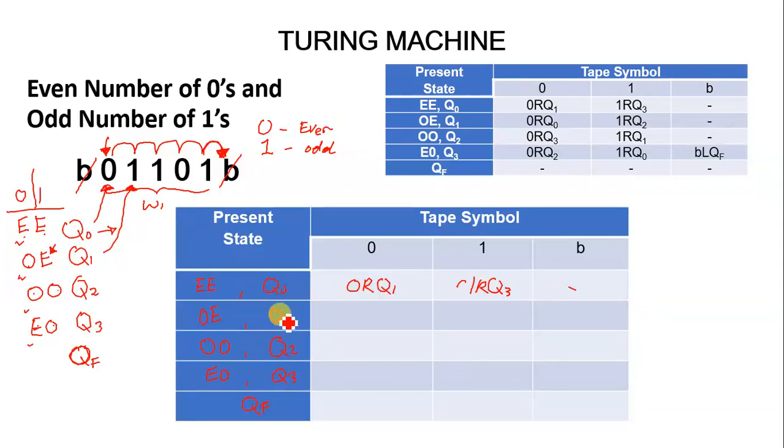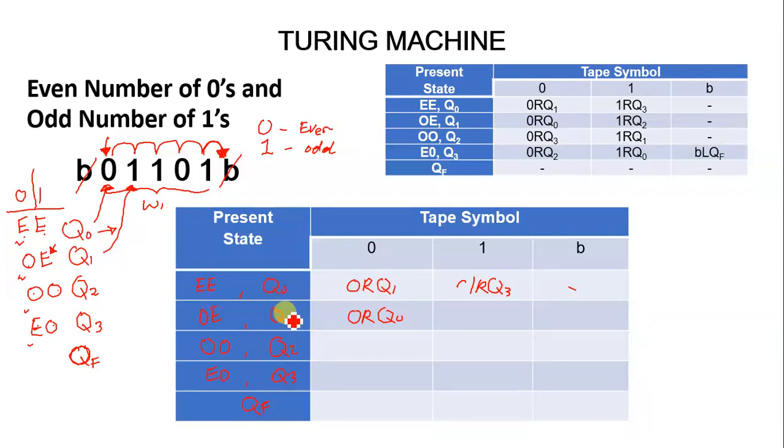At Q1, the status is an odd number of 0s and an even number of 1s. Once we read value 0, the odd number of 0s will change to an even number of 0s. So value 0 will move right, and we will go to Q0. This odd changes to even, so OE will change to EE.